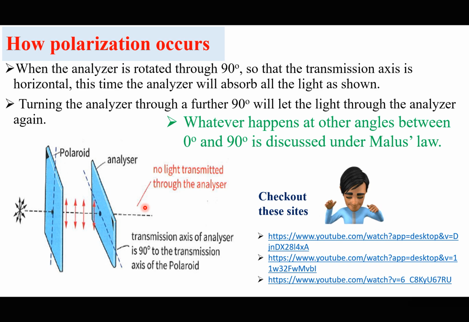But whatever happens between 0, that is if these two were initially parallel, and then now the second one is rotated through 90 degrees, between 0 and 90 degrees, whatever happens, we are going to discuss it under Malus's law. You can always follow these YouTube videos to see what I'm talking about under polarization. These videos show animations, or they will show the concepts of polarization using crystals and light being passed through these polarizers, and you see the outcome of polarization.